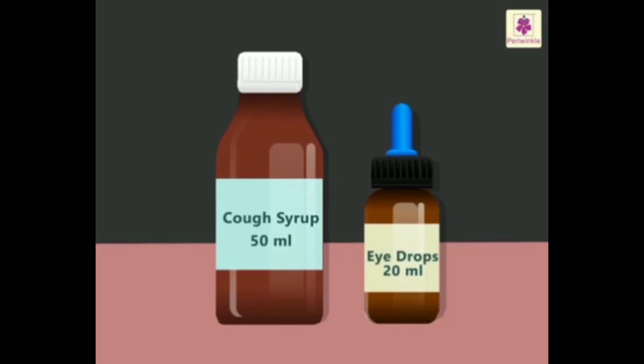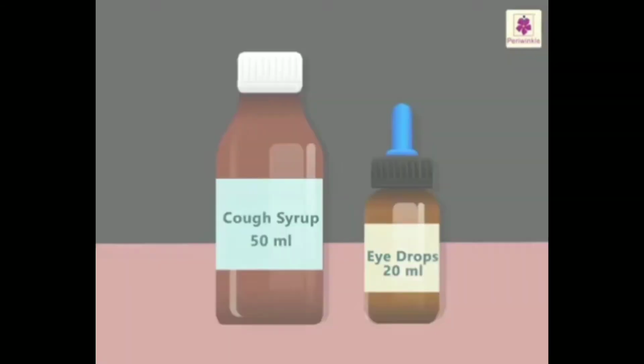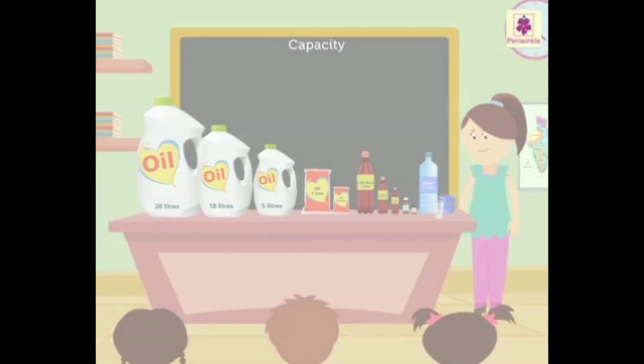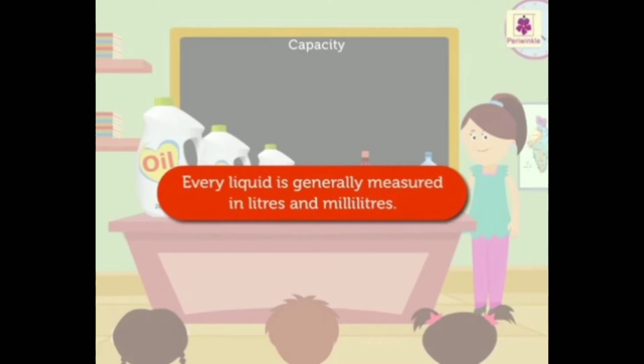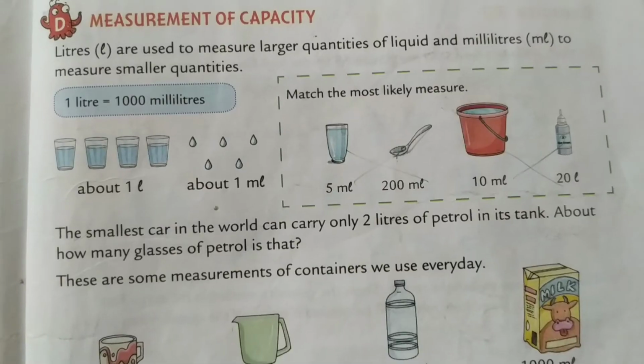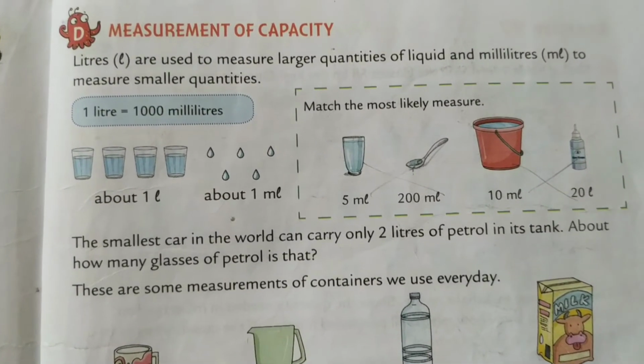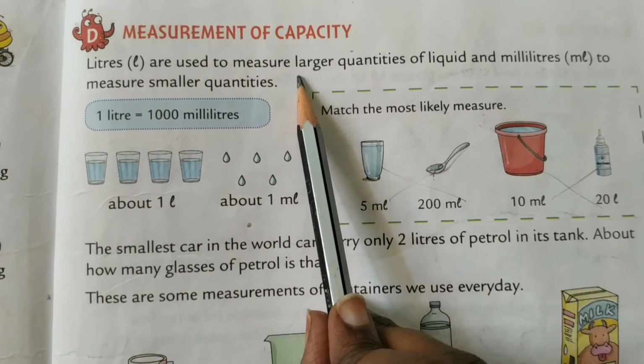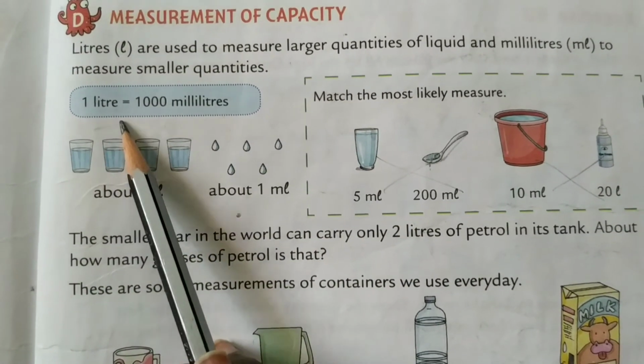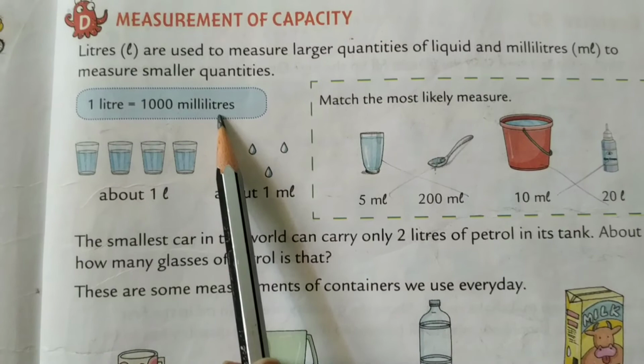So these are the examples we are seeing in our daily life that contain mL and L. Isn't it interesting, children? Every liquid is generally measured in liters and milliliters. Now coming to page number 167 in the book, measurement of capacity. Yes, we all know that 1 liter is equal to 1000 milliliters.